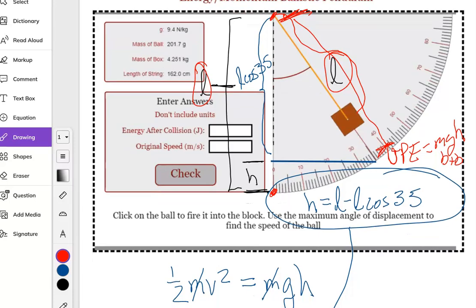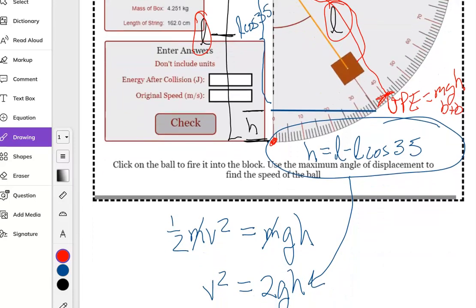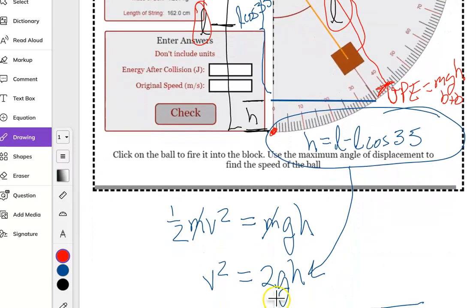So now what we're going to do is come down here, and we've got to find the final speed of both things together. So we're going to say that's 1/2 the mass of both the box and the ball times the speed squared, and that's equal to the mass of the box and the ball times gravity times height. But what's cool is you don't have to worry about the mass of both things, because in conservation of energy it won't matter.